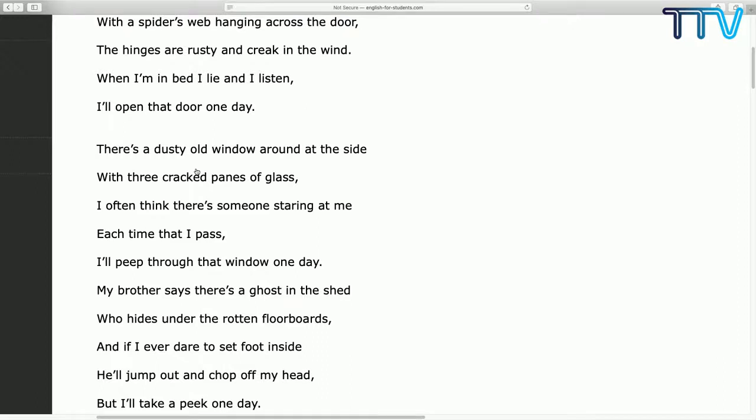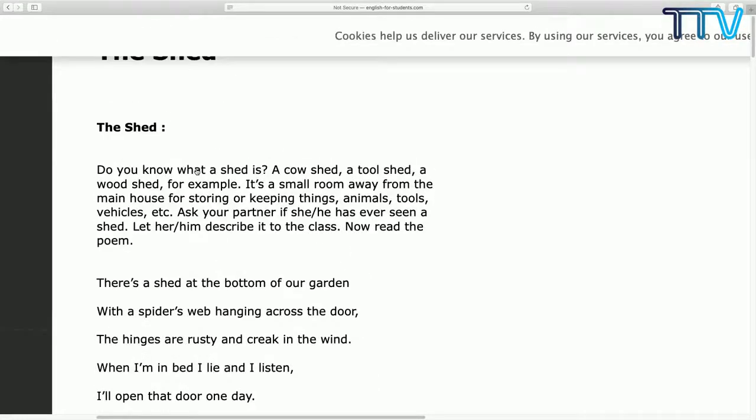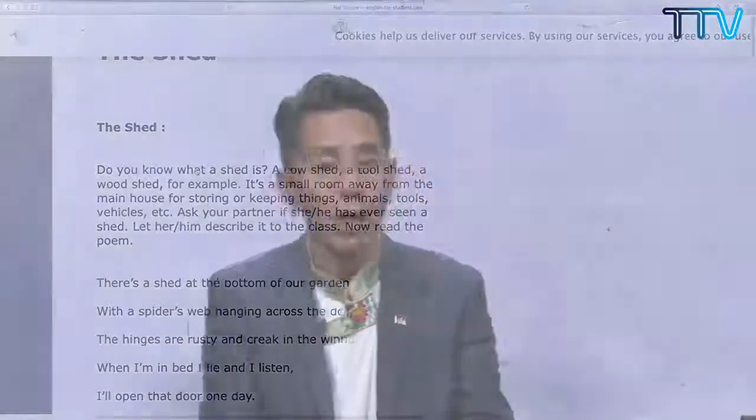Around the side with three cracked panes of glass. So you see, he was trying to be very specific. Not just talking about the glass, but he has counted the cracks in the window panes. So this is just an example of how descriptive writing looks. I've given you an example of Tenzin Swintula's poem, When It Rains in Dharamsala, and from your class 7 textbook, The Shed.